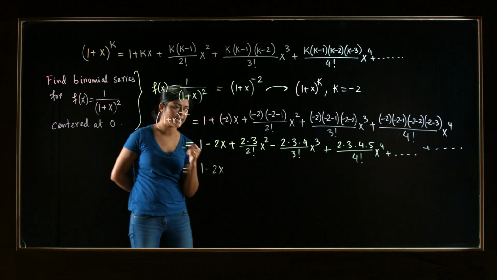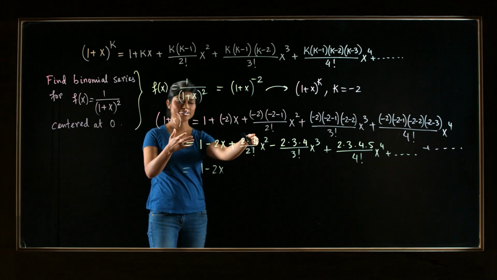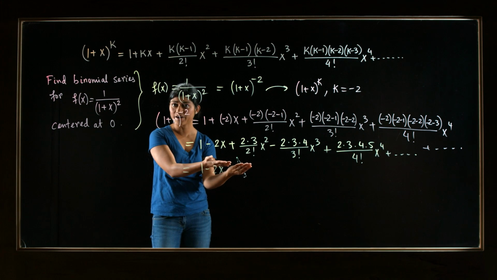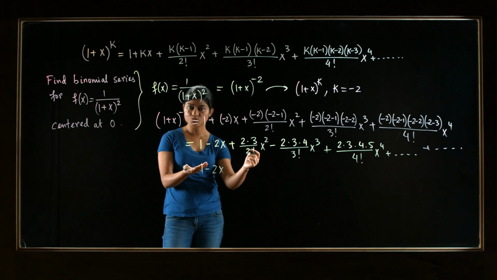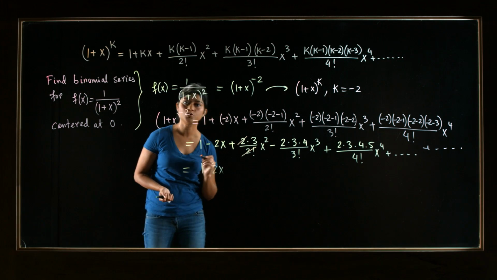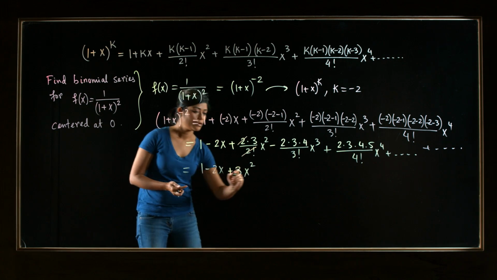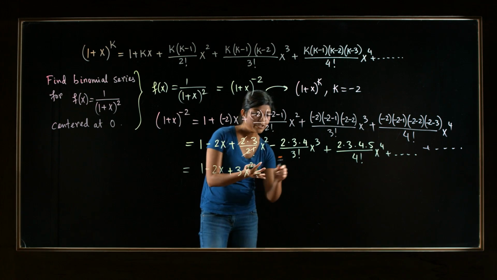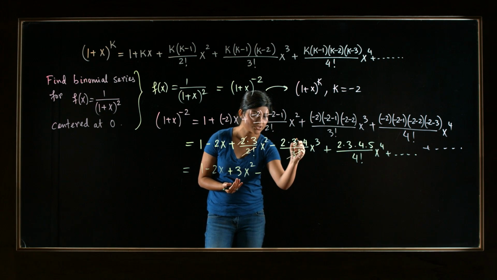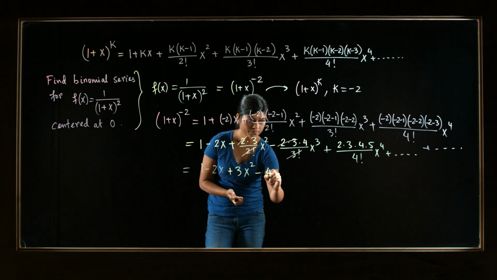Okay, can we simplify anything? So 1 minus 2x remains as it is. Now look at this third term. We have 2 times 3. Do you notice that that's actually 3 factorial divided by 2 factorial? Now 2 factorial is 2 times 1, and so this 2 factorial will cancel with the 2, and we'll be left with plus 3x squared. Let's look at one more term. 3 factorial is 3 times 2 times 1, so 3 factorial cancels with the 3 and the 2, and we'll be left with 4x cubed.